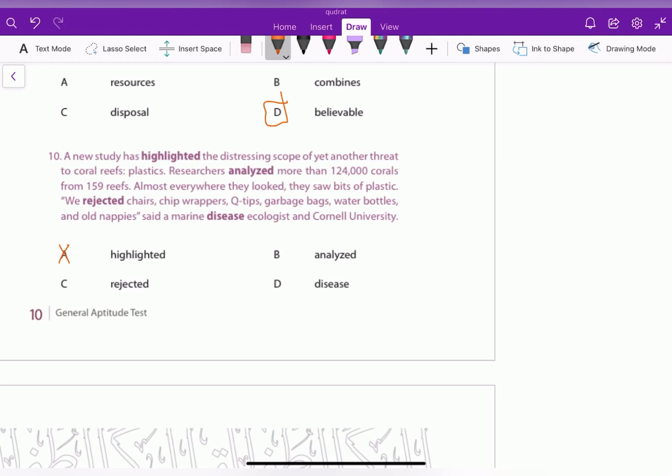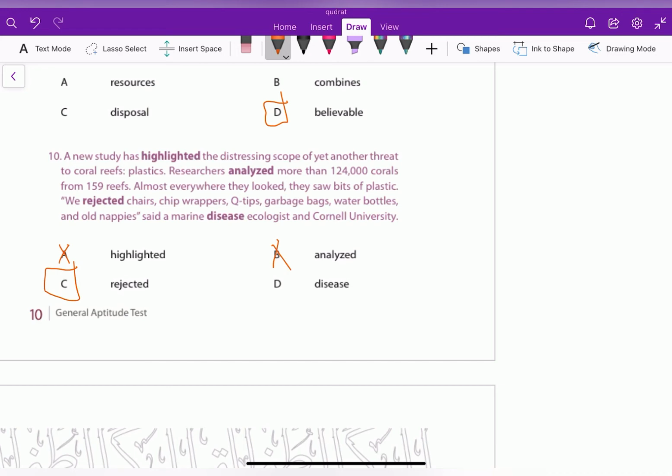Researchers analyzed more than it makes sense because they have to analyze for the mistakes, or they analyze the plastics to see if there are any plastics. We rejected chairs. You can't really, since you found them everywhere, the water bottles, the napkins, and whatever, you didn't really reject them, but rather you found them. So C is the answer. I don't know why I crossed it out. I meant to circle it. So C is automatically the answer, but let's look at the last one.